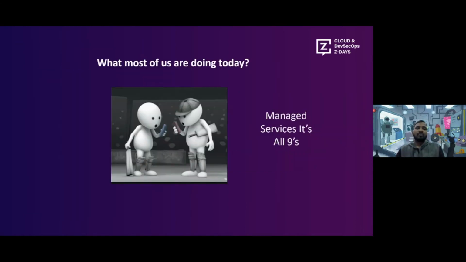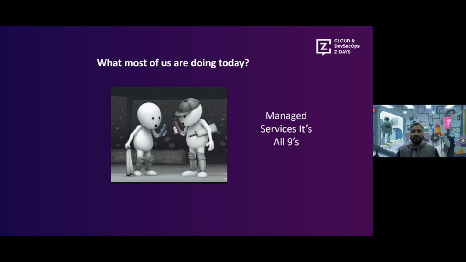Okay, so what most of us are doing today is selecting managed services most of the time, and looking at the 11 nines or 9 nines of managed services high availability. We are thinking that these services are highly available, and we may not need to plan for these services in the production systems, but that's not the case.